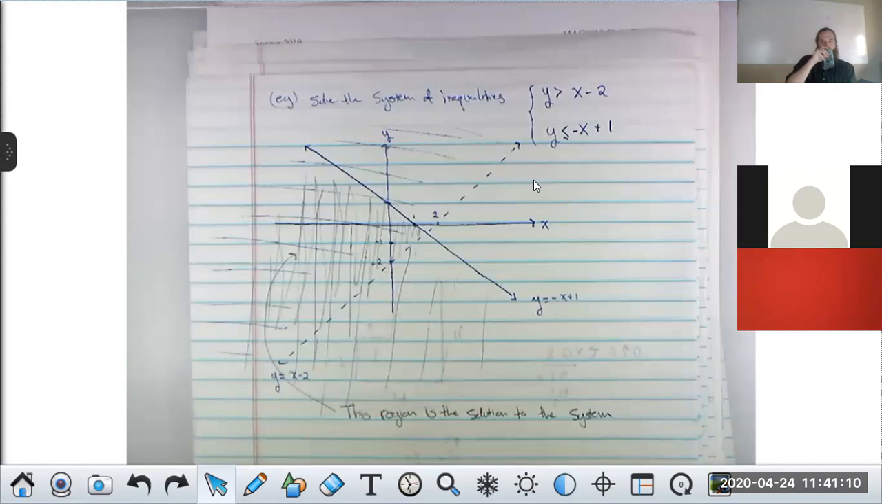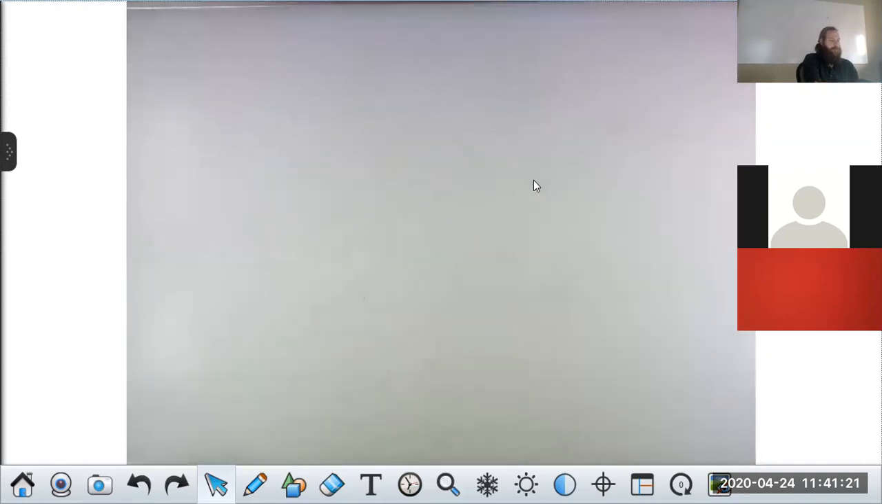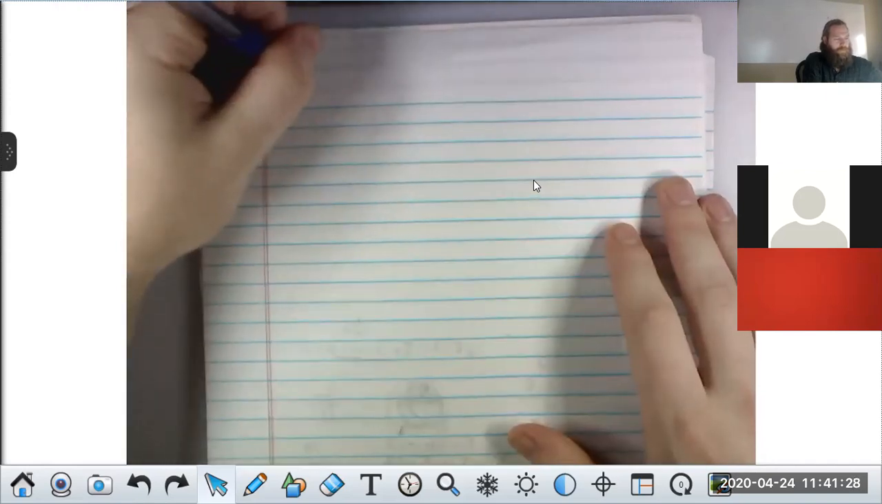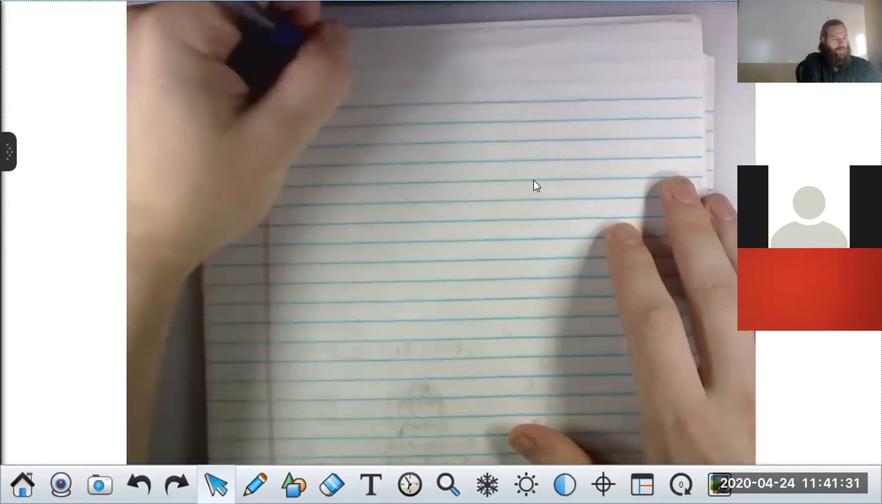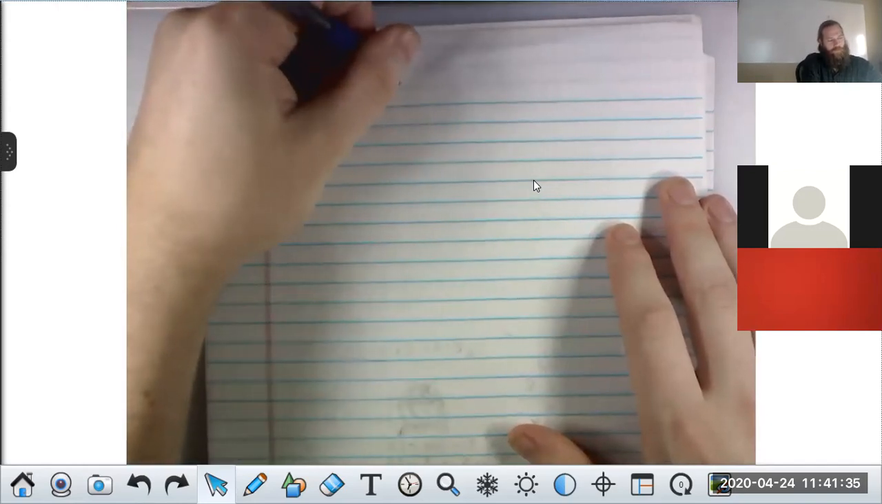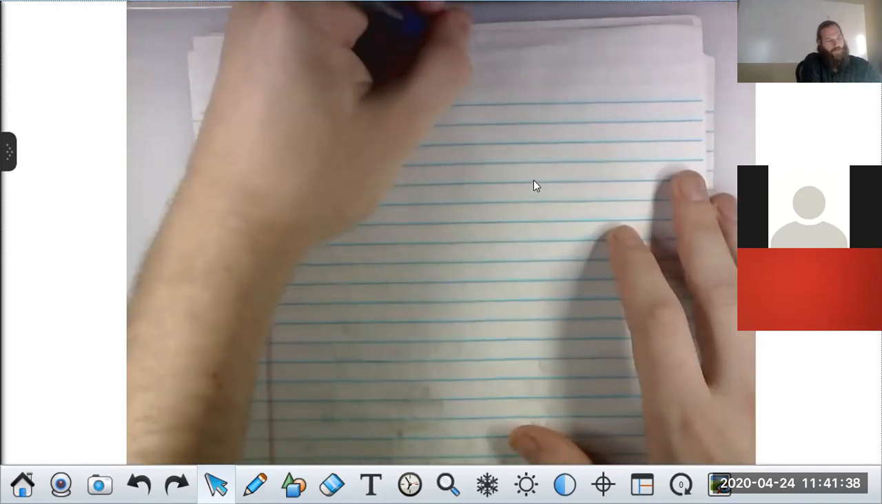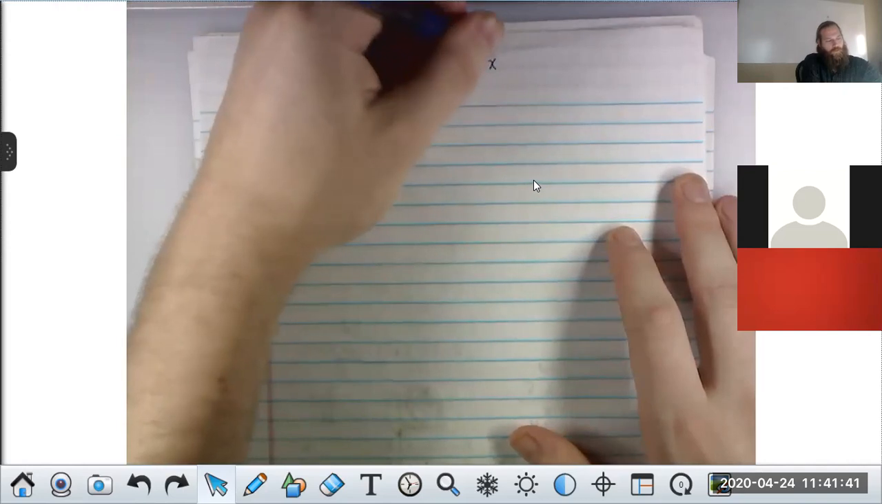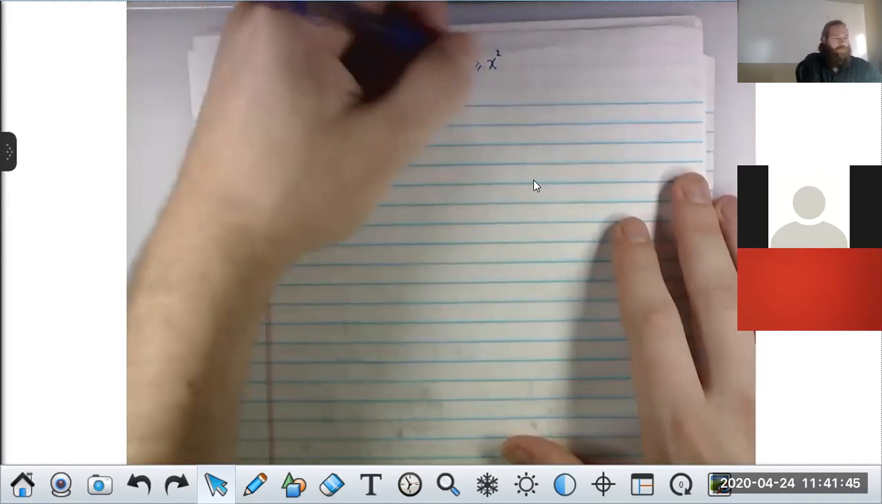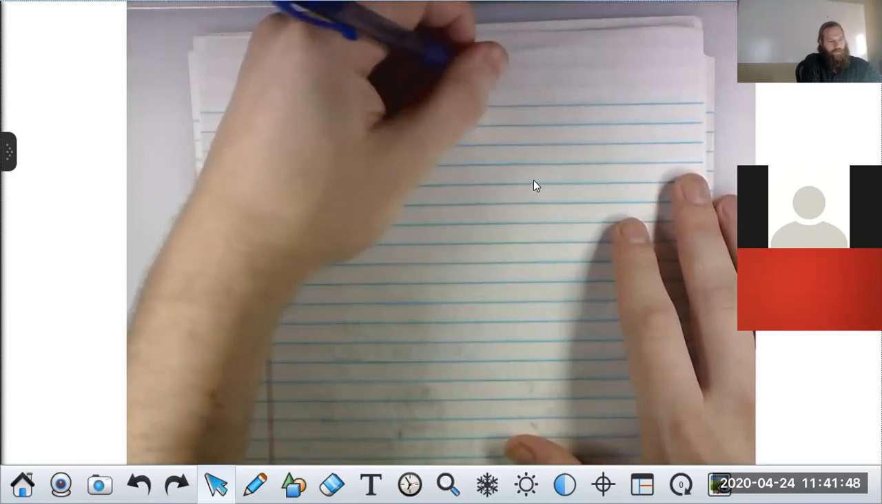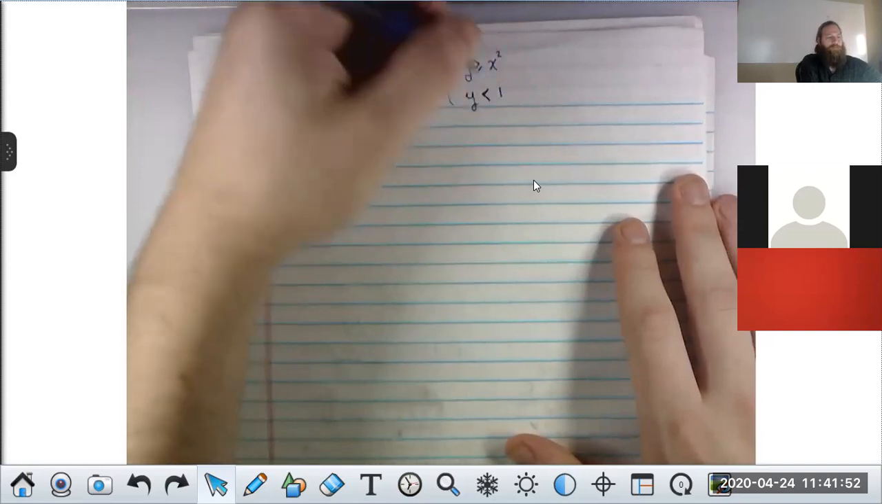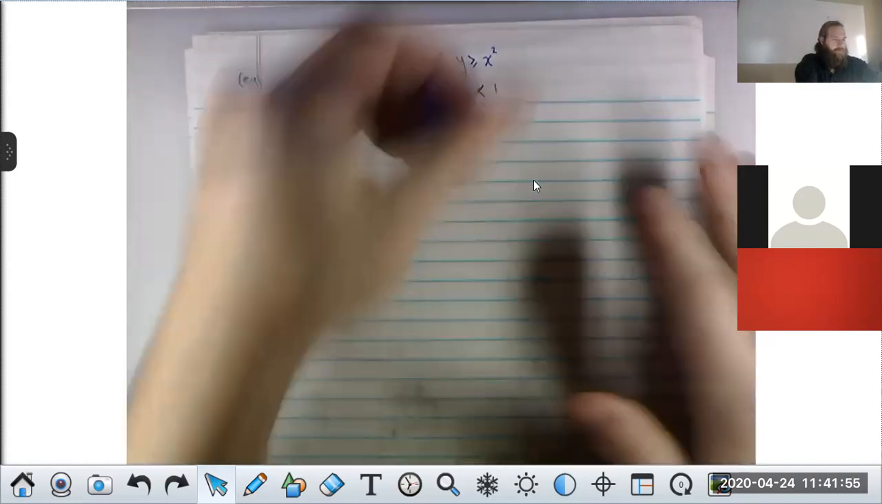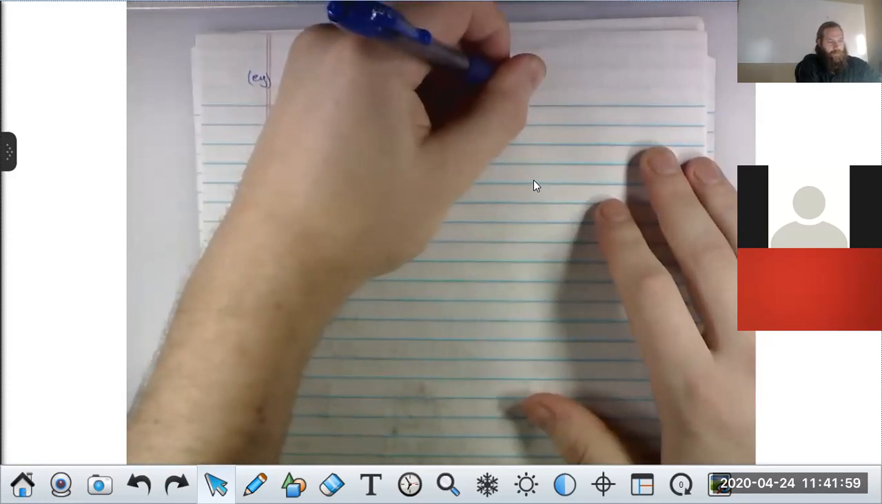In the time we have left, I want to look at one nonlinear system of inequalities. Let's look at y is greater than or equal to x squared, and also y is less than 1 minus x. Keep it exciting.